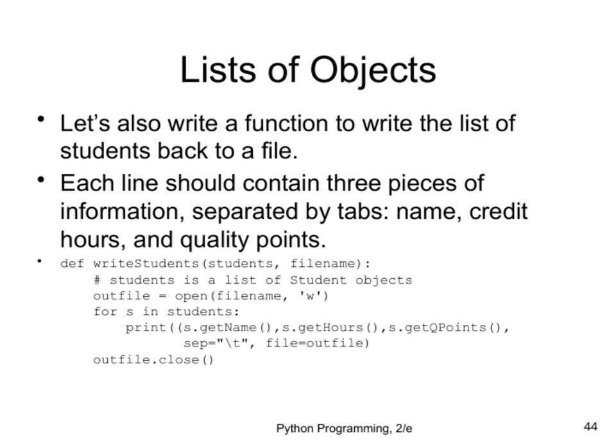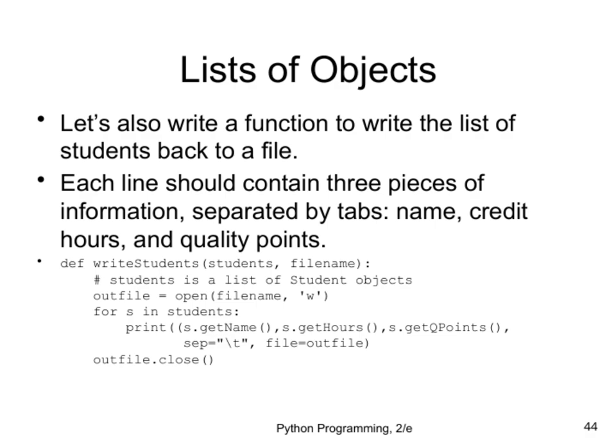Inside the function, we open the specified file in write mode. Then, we loop through each student in the list. For each student, we retrieve their name, hours, and quality points using getter methods, and we print these values to the file, separating them with tabs. Finally, after writing all the students, we close the file to ensure everything is saved properly. This approach makes it straightforward to store and later retrieve student data, which is essential for managing records efficiently in Python programming.